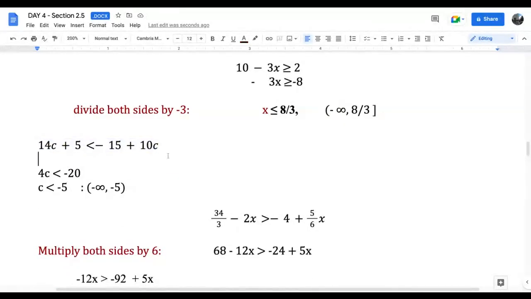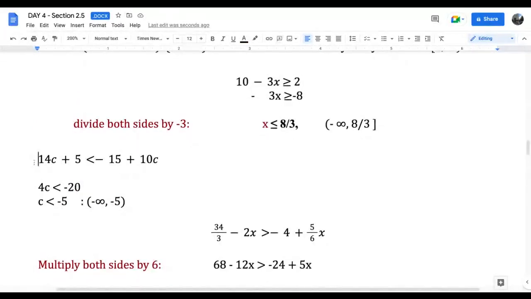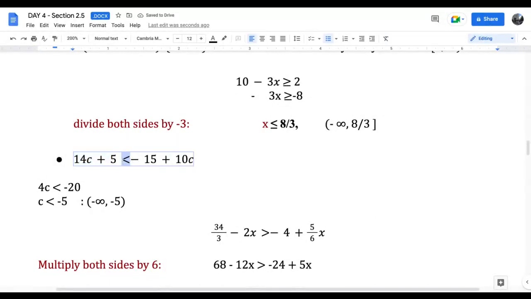Well, let's see this example. We have 14c plus 5 less than negative 15 plus 10c. Like equations, we can move terms around. We move 10c to the left-hand side and it becomes negative 10c, so 14c minus 10c is 4c. At the same time, I will move this 5 from the left-hand side to the right-hand side, where positive becomes negative. Negative 15 minus 5 becomes negative 20.